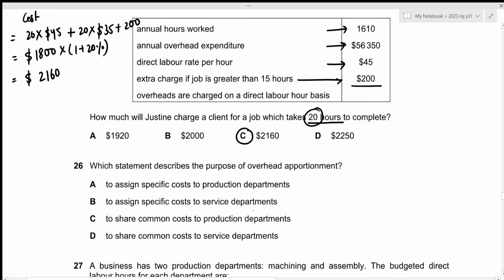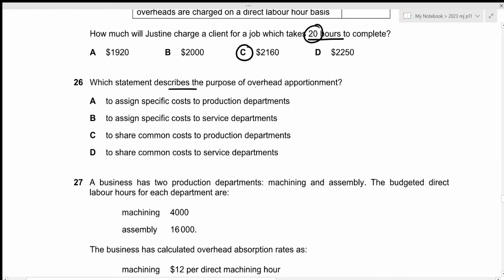Let's move towards the 26th question. Which statement describes the purpose of overhead apportionment? So remember that overhead apportionment is done so that we can share the cost of our service departments to production departments. Let's have a look at our options. The first one is to assign specific cost to production departments. So remember that we do not assign specific cost. We assign the common cost. So this is incorrect. Option B is incorrect as well. The third one is to share common costs. That's correct. To production departments. That is also correct. And option D, we share common costs. That part is correct. But this is to service departments. That's incorrect. Overhead apportionment is always done to the production departments.